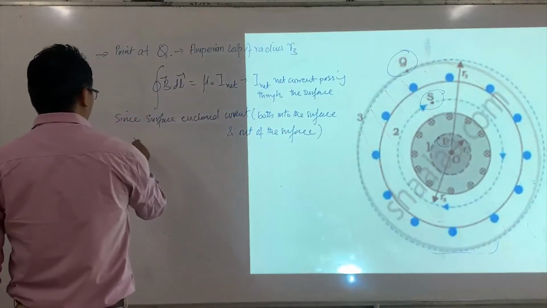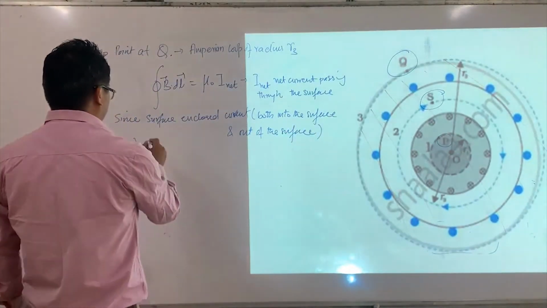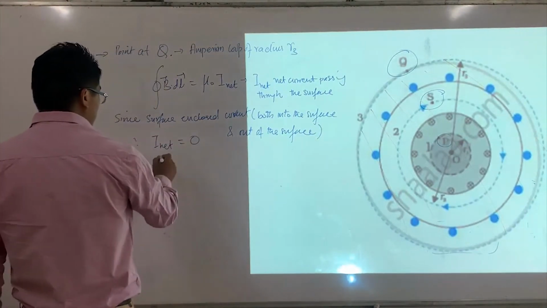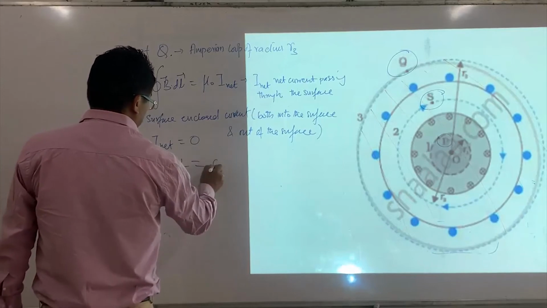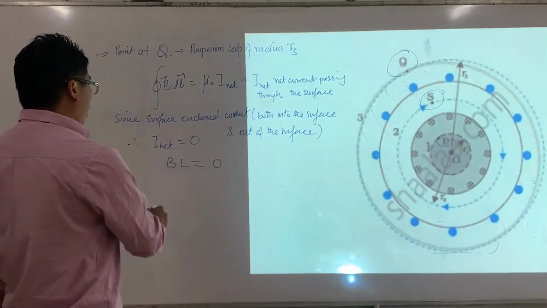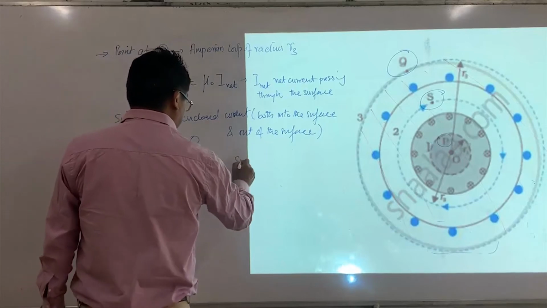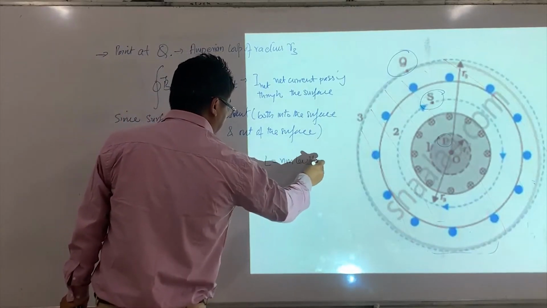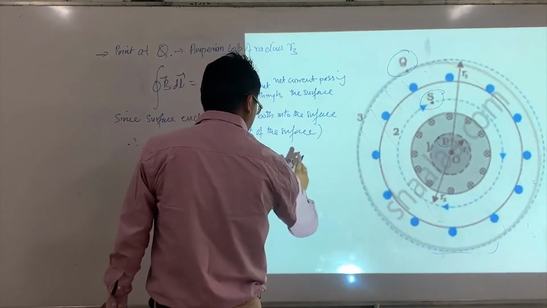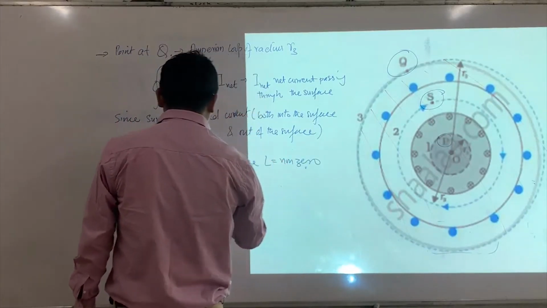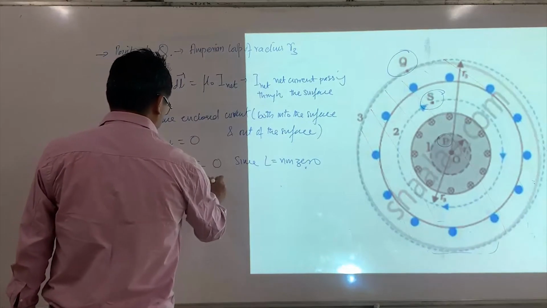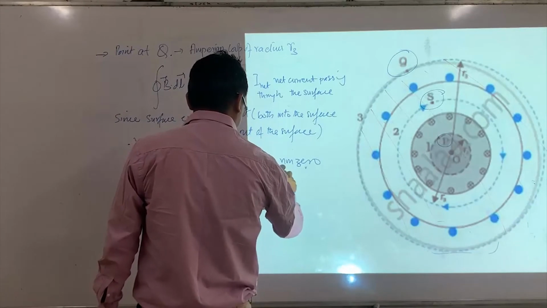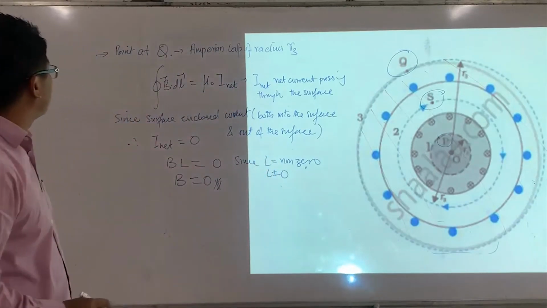Alright, therefore what is the answer? What is the net current? Therefore net current is 0, so this is going to become 0. L is non-zero. Since L is non-zero, why? Because this is length, and length can't be 0. Since L is non-zero, what is going to become 0? B is going to become 0. Alright, this is one case.